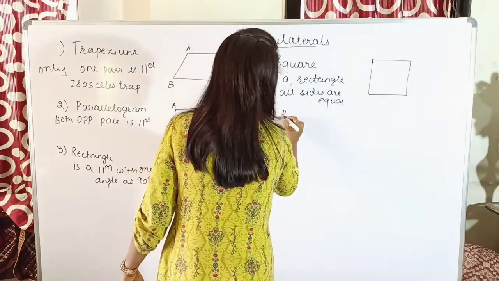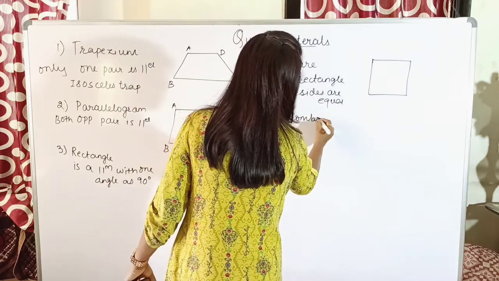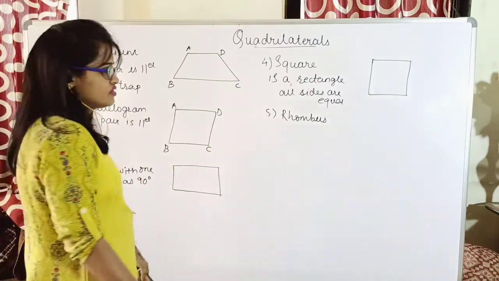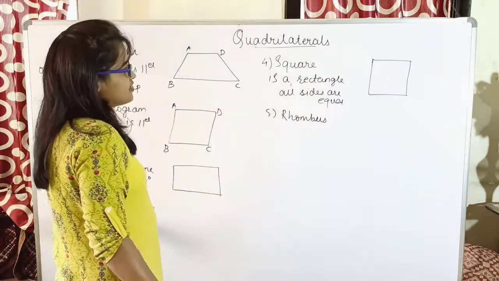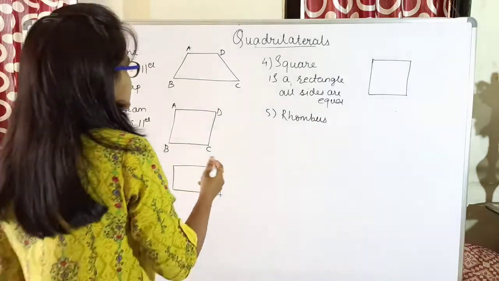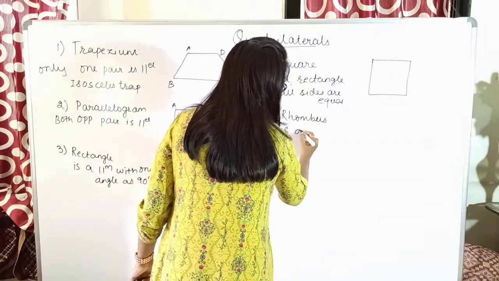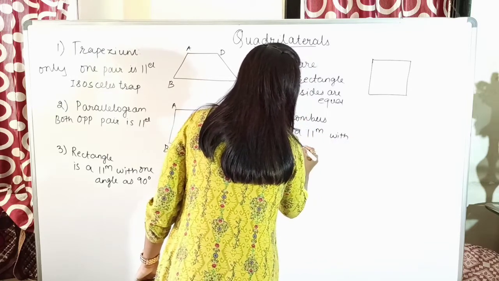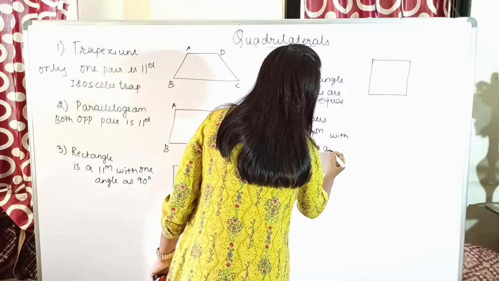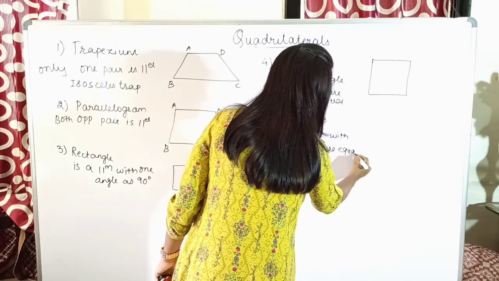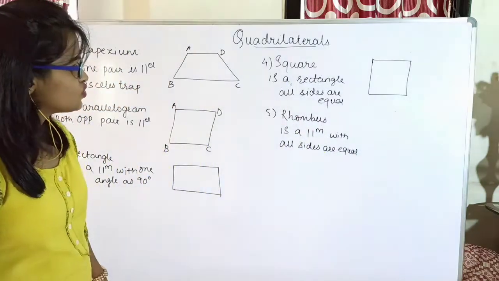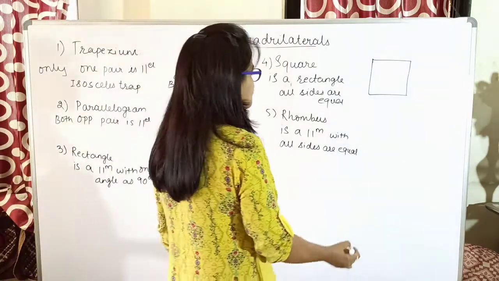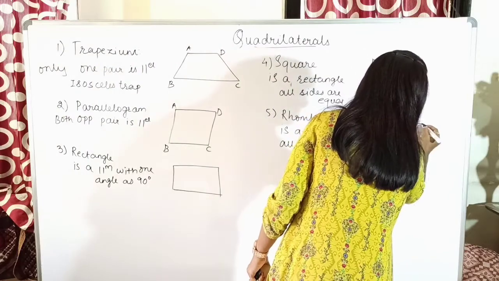Next one is a rhombus. So a rhombus is a parallelogram in which all sides are equal. Rhombus is not a rectangle, neither a square, because a rhombus is a type of parallelogram with all sides equal. Now the difference between the rhombus and square is, in a square the angle is 90 degrees as well as the sides are equal, whereas in a rhombus only the sides are equal. There is no condition specified with respect to the angles.